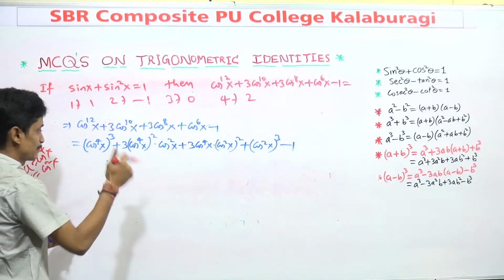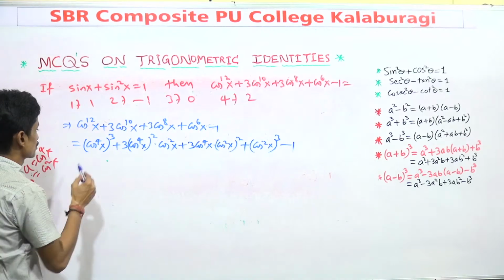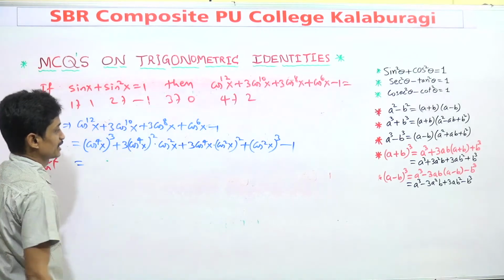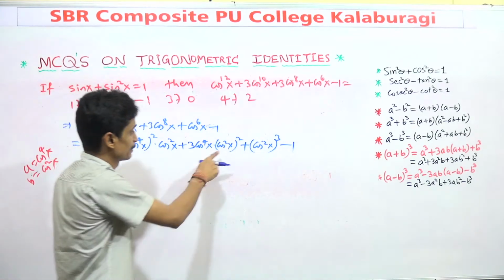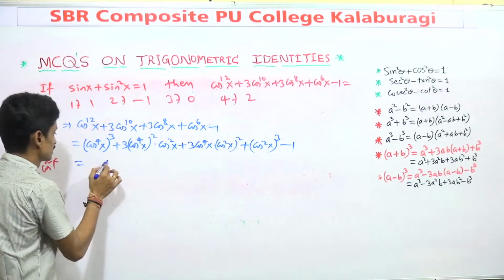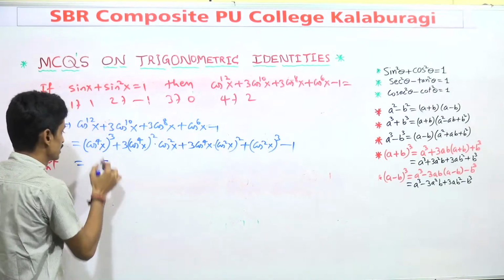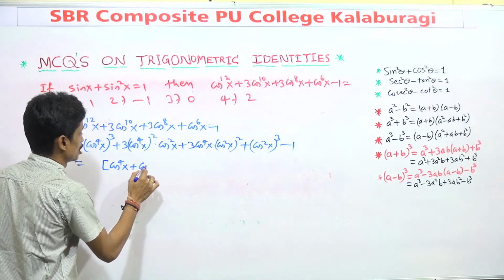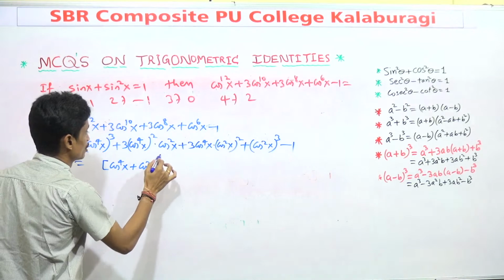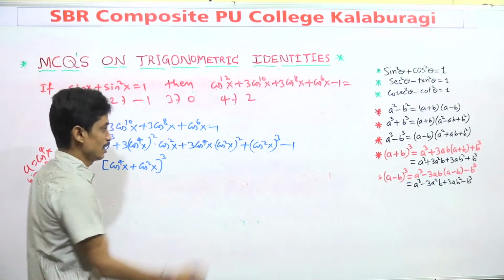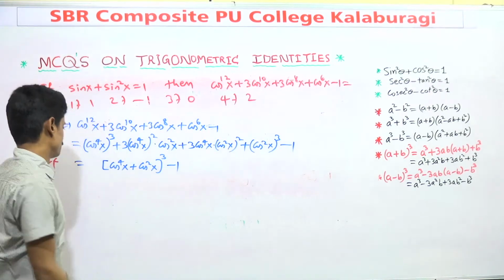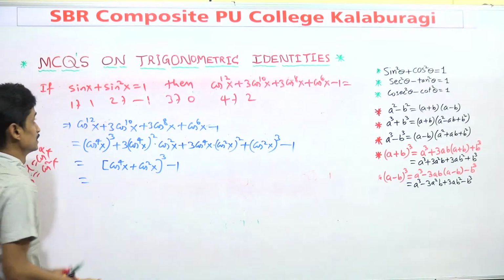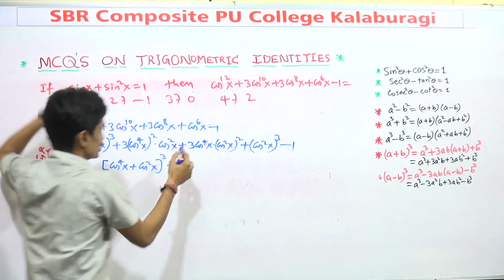Now we take the LHS part. What is that LHS part? That is a cube plus 3a square b plus 3ab square plus b cube, which is nothing but a plus b whole cube. What is a plus b whole cube? Cos power 4x plus cos square x, this is whole cube. Now that is minus 1. How to simplify further? But the given condition is, what is that?